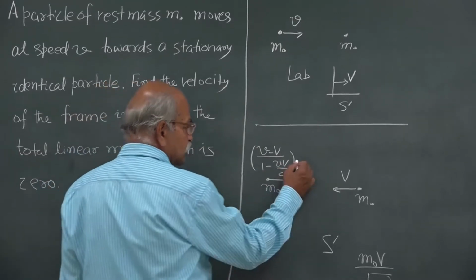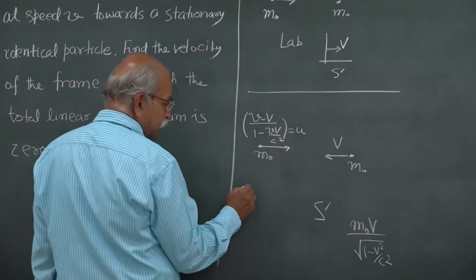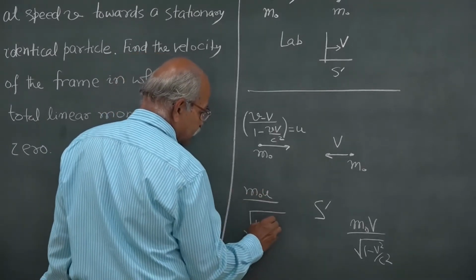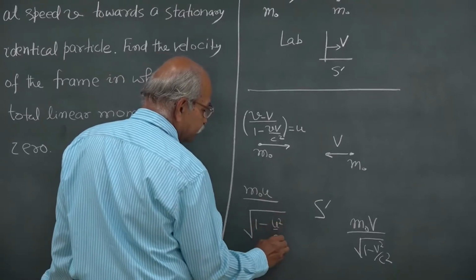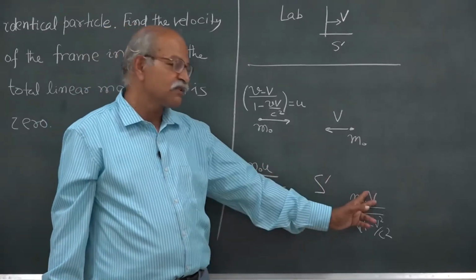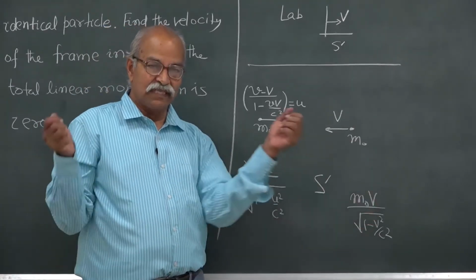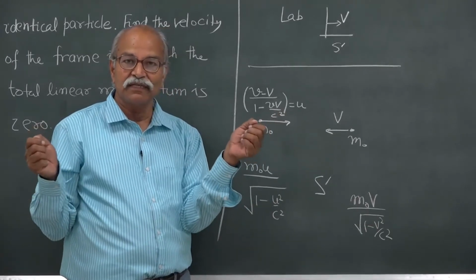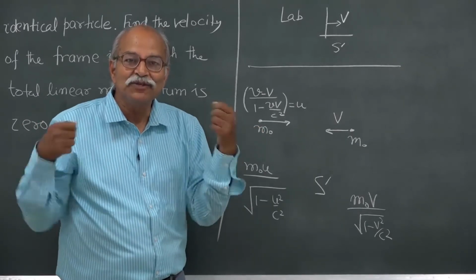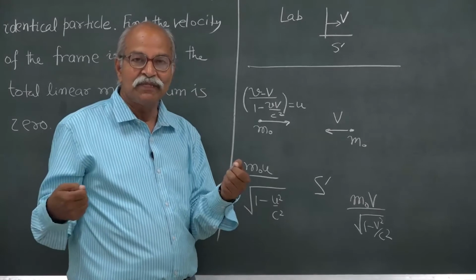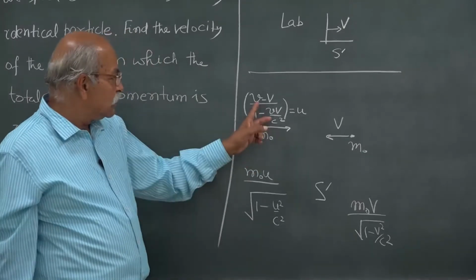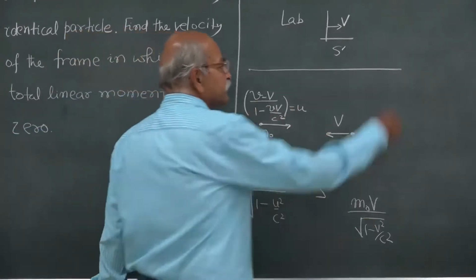And here if this is u, then this will be m naught u divided by square root of 1 minus u square by c square. So, if these two are to be equal, this u should be equal to this v. If you have the same rest mass particles moving towards each other and the total linear momentum should be 0, then their speeds must be equal and opposite. So, this u is same as this v.